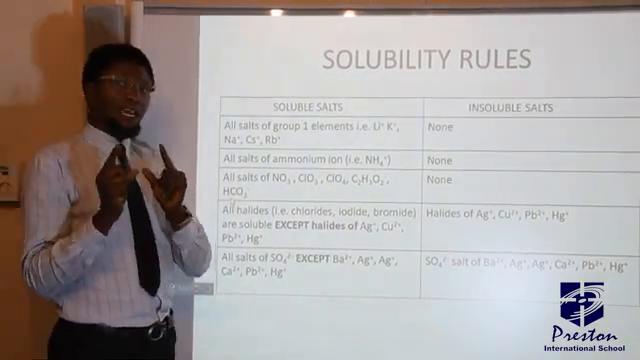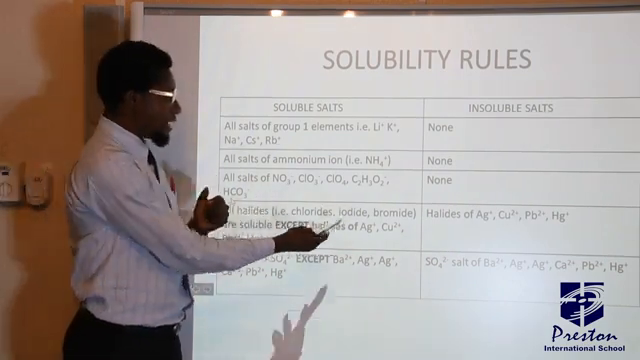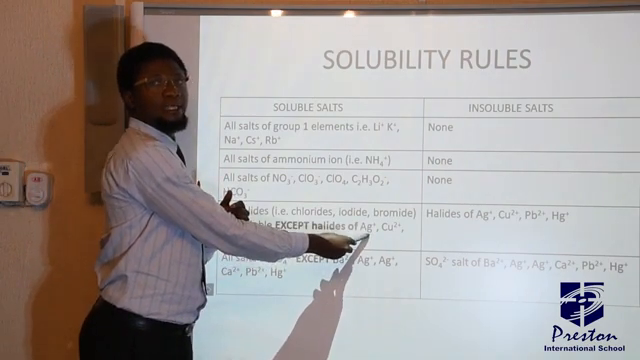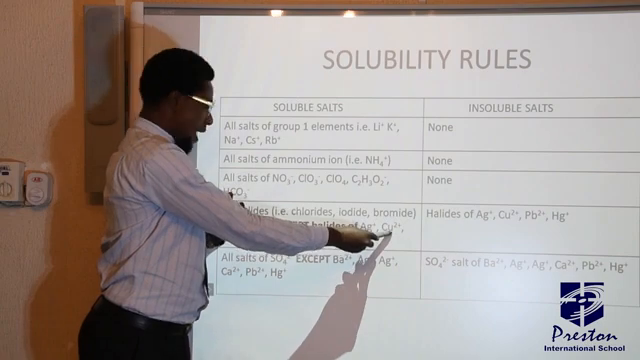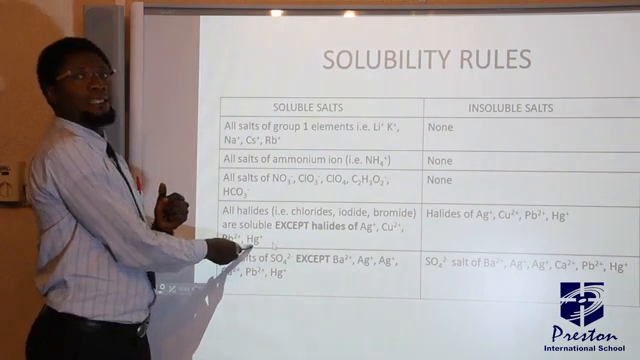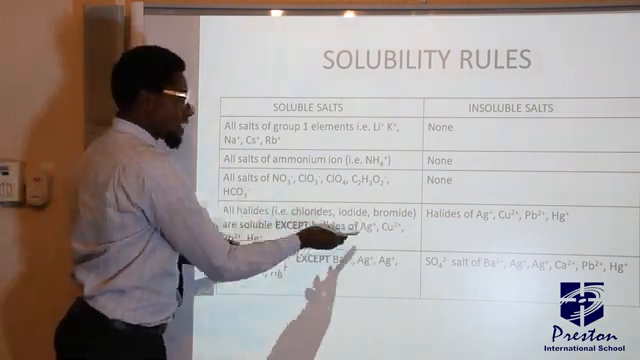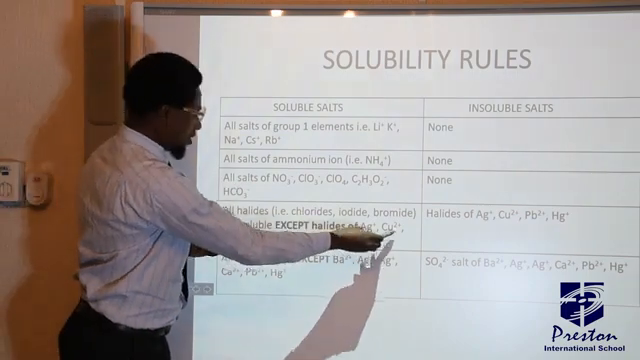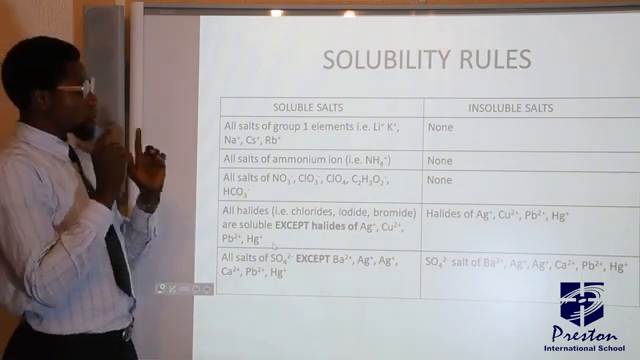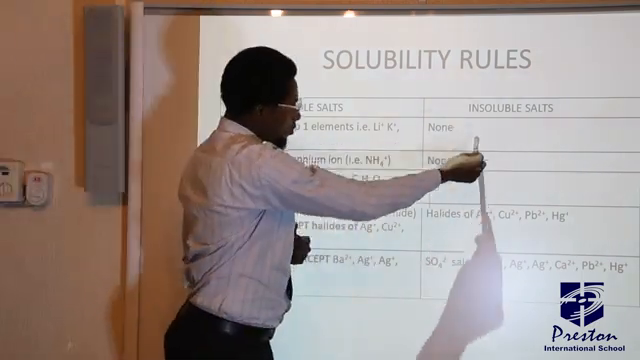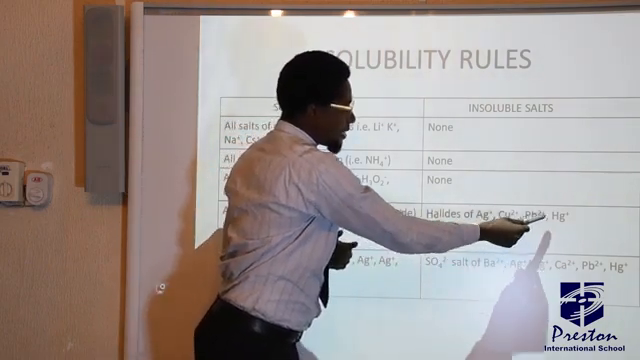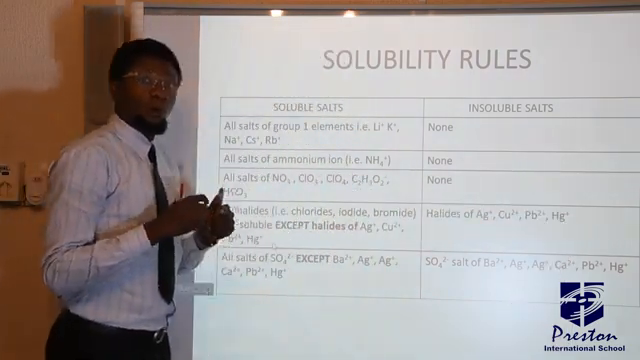But we have some exceptional cases here, whereby when you have a halide like silver chloride, copper chloride, lead bromide, mercury chloride. These are examples of a salt containing this. So whenever a salt is having any of these in it, then such salt is said to be insoluble. But every other one are soluble in water. And that's why we have stated it under the insoluble side. All the halides of silver, copper, lead, and mercury are insoluble in water.